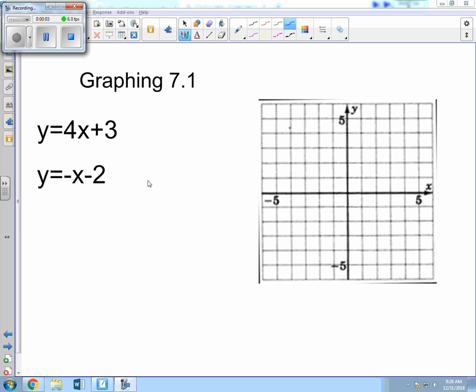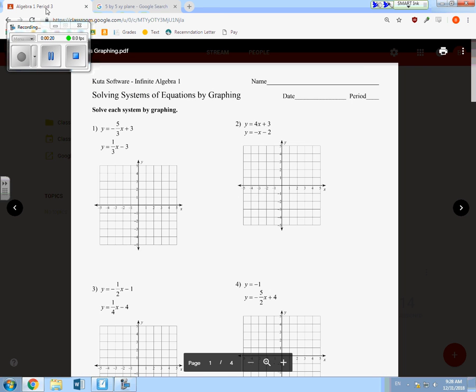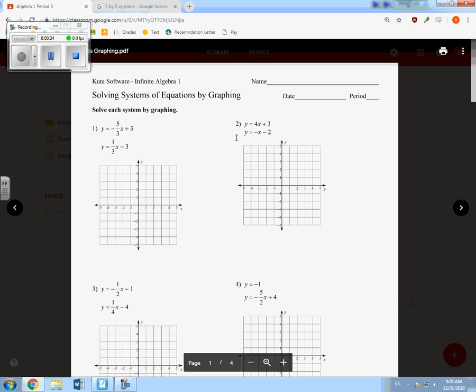Hello guys, this is Graphing 7.1. This is, I would say, the easiest one out of all of them. So you want to flip to the page, the worksheet that says Graphing on top. See if I can show on the computer. Over here. So you want to get to the one that says solve system equations by graphing, and we're going to do number 2.